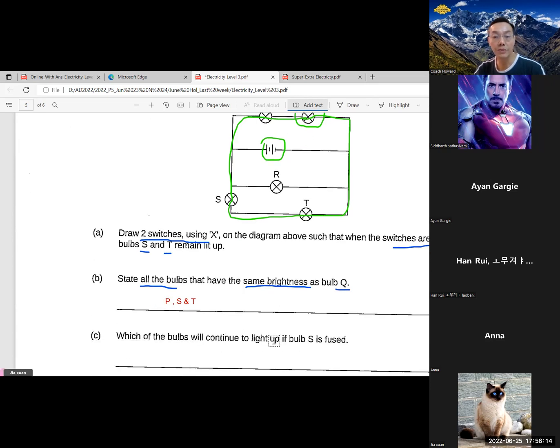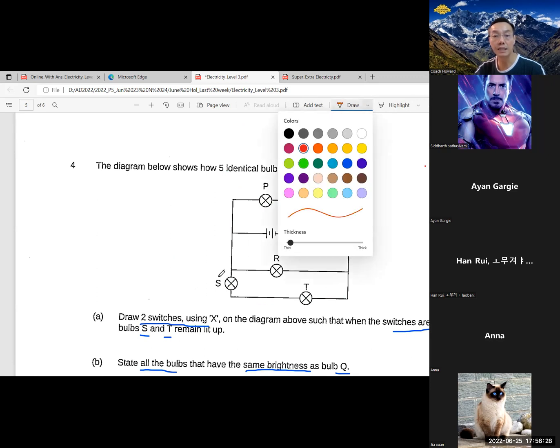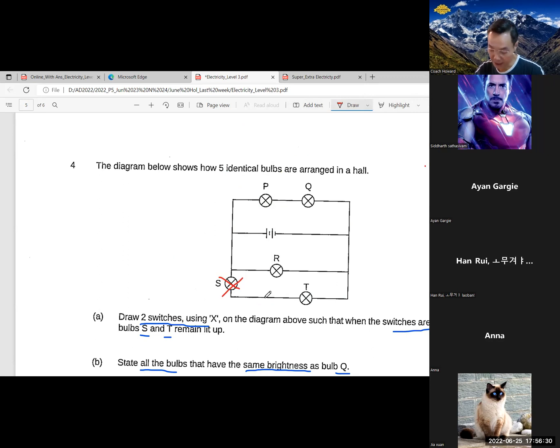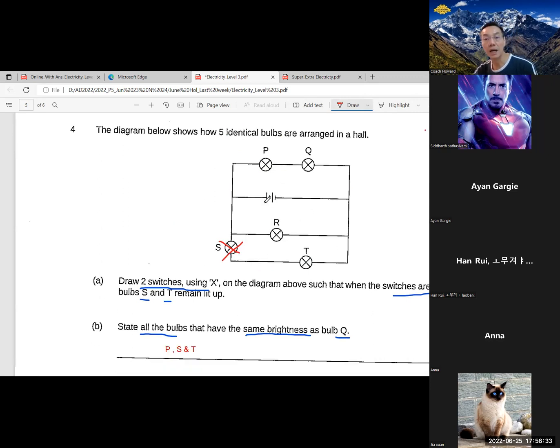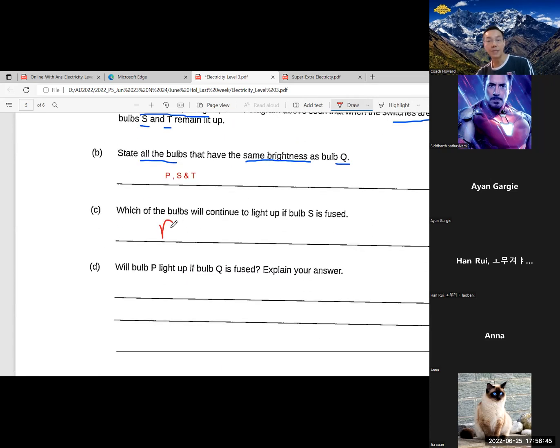Which of the bulbs will continue to light up if bulb S is fused? So I erase this. If bulb S is fused, let's say this color, if this is not working, can you see this one can be turned on? Because the current flows through here. Only T cannot, right? The rest can. So it's P, Q, and R, very easy.